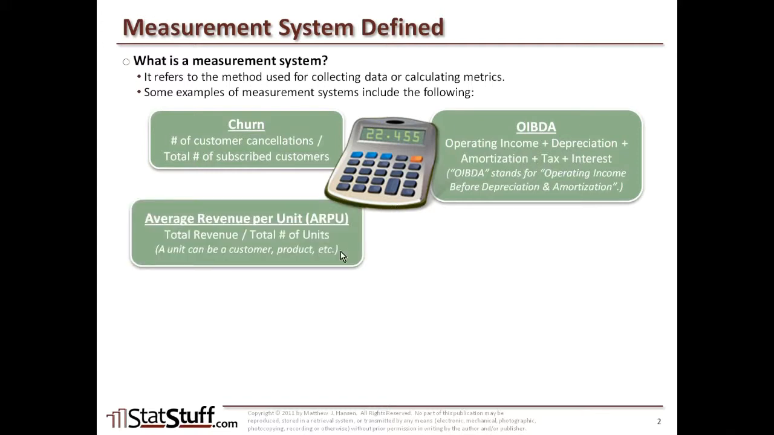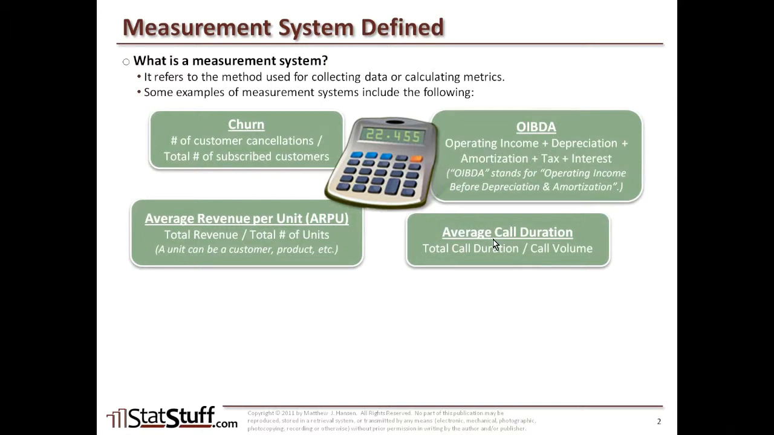Also, another one is ARPU, which stands for average revenue per unit, which is basically taking your total amount of revenue and dividing it by the total number of units. Now, a unit could be the number of customers that you have, or number of products you use, depending on however you want to divide that type of unit for your type of business. Also, for a call center, you might have average call duration, or sometimes called average handle time, where you're taking the total call duration, whether that be in seconds or minutes or however your organization tends to calculate that, and divide that by the total call volume that the organization handles. These are just a few examples of the types of metrics or measurement systems that might exist within your organization.